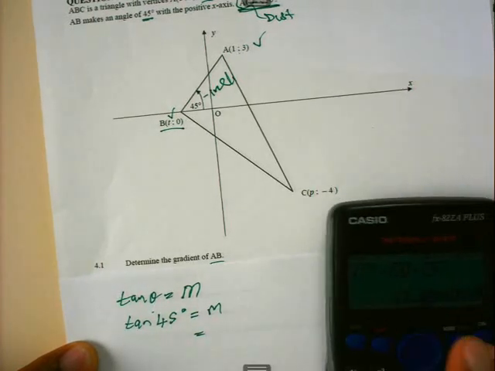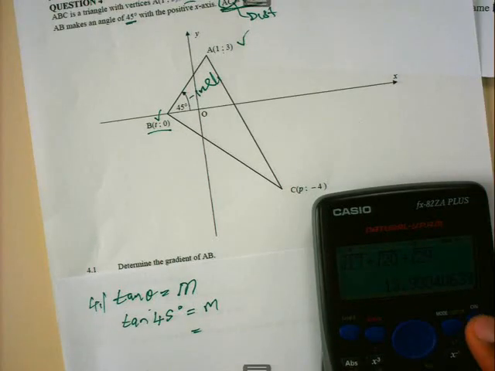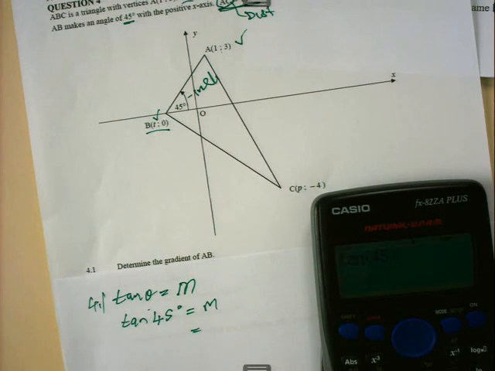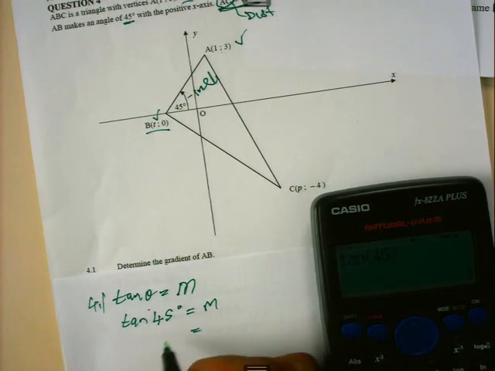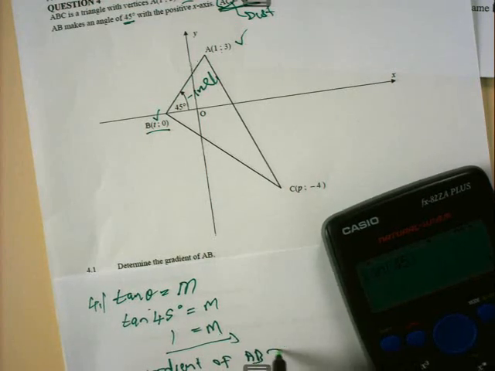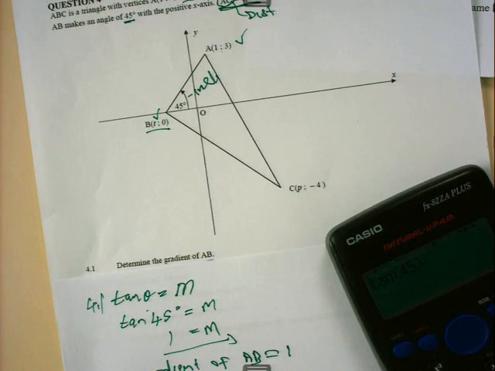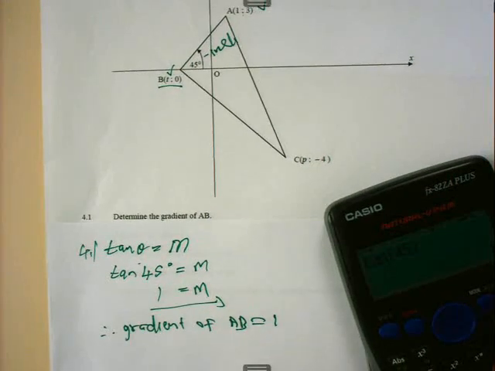Then from here now, boys and girls, look at this one. You're going to smile when we get to the answer. The answer here is tan of 45 degrees. What is tan of 45 degrees? It's 1. What is the meaning of this? It means the gradient of AB is equal to 1.